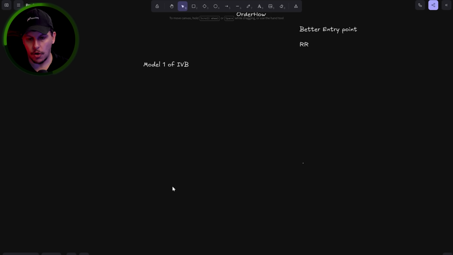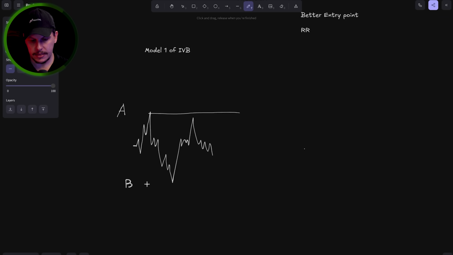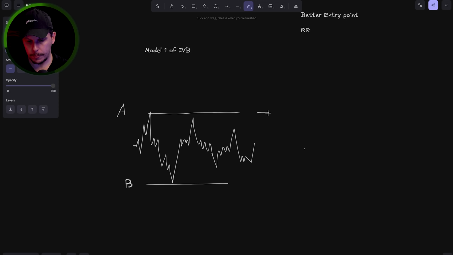So model 1 of the IVB is using the following. We have point A and we have point B. How can we define these points A and B? This is the opening of New York. We have a top and a bottom on the first 15 to 30 minutes. Okay, this is our point A and this is our point B. And the price stays inside this range for 15 or 30 minutes, depending on what you prefer to use, okay? Now, we take this top and drag down with the fixed profile to this level.